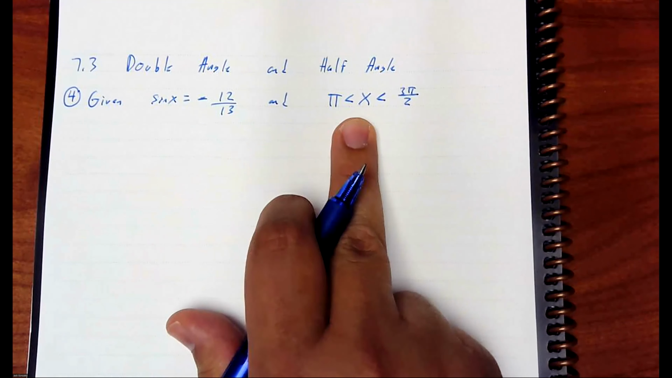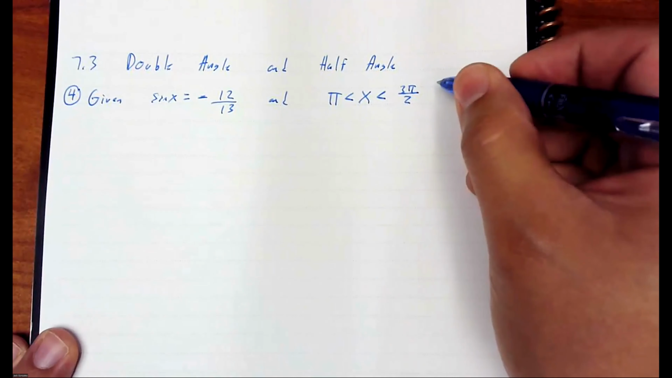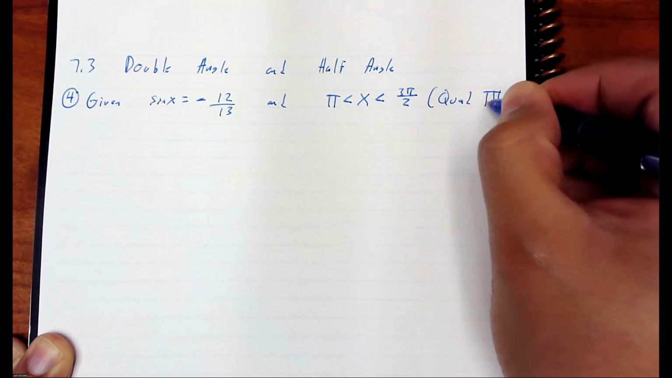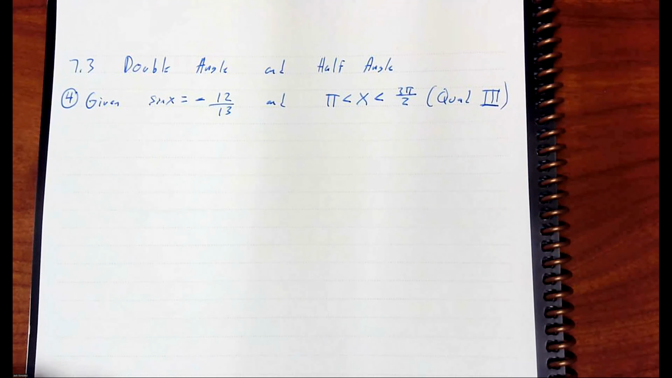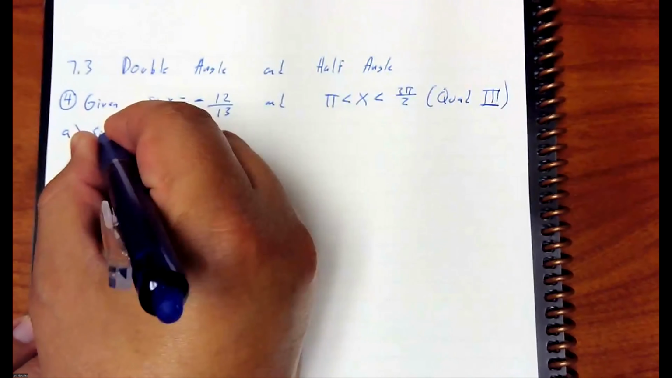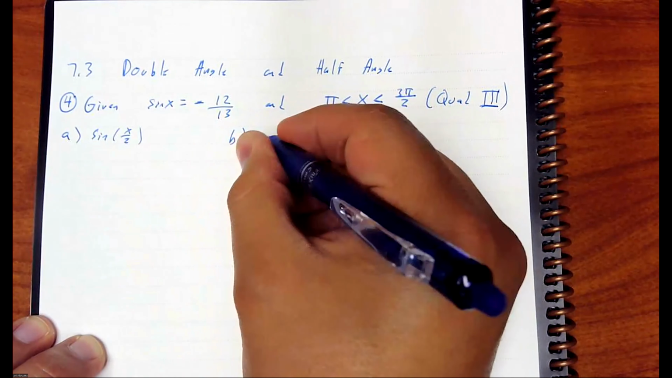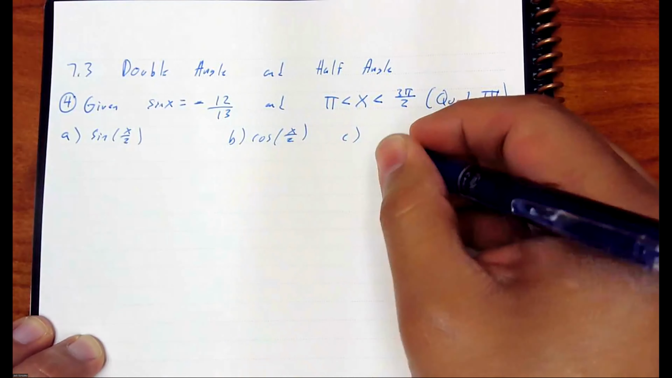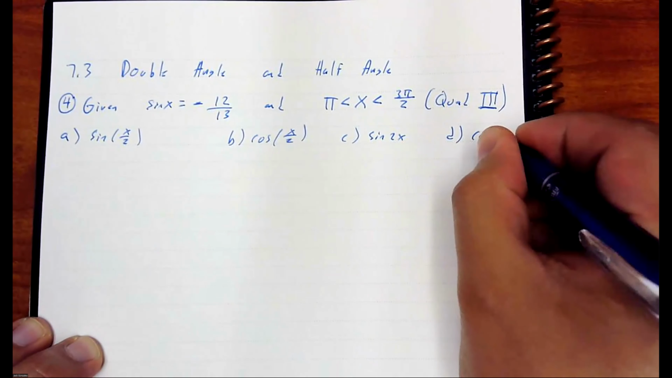So what quadrant is this? Yeah, it's going to be 3, right? So that's something you need to be able to spot on your own. So part A, find sine of x over 2. Part B, find cosine of x over 2. C, sine 2x. And D, cosine 2x.